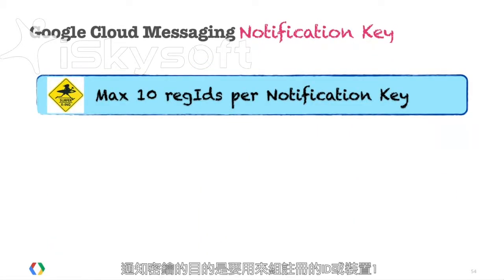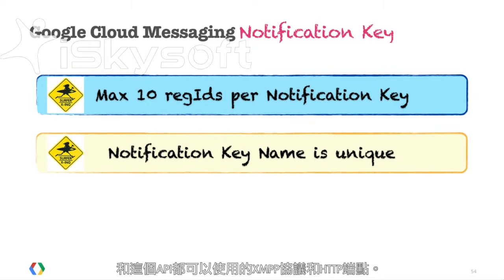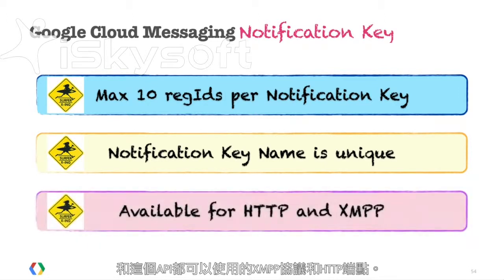The notification key is intended to be used to group registration IDs of devices for one user. So we allow a maximum of 10 registration IDs for a notification key. The notification key name has to be unique, the hash of the username or email address. And this API is available for both the XMPP and the HTTP endpoints.